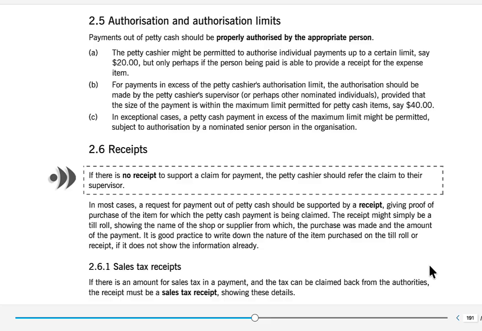Step 4. The payment must be approved by the correct person. This depends on the authorization limit. Step 5. Only after approval, the petty cashier gives the cash. Step 6. The voucher and the receipt are kept as proof and evidence.